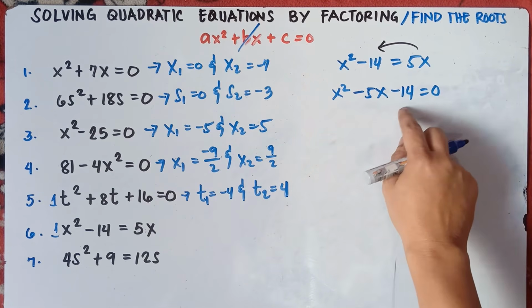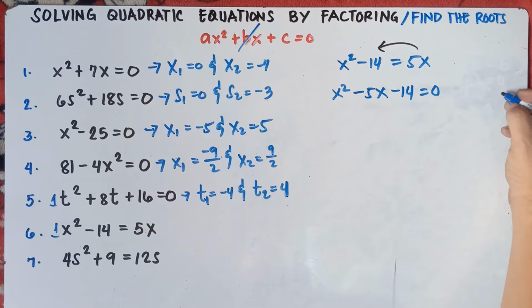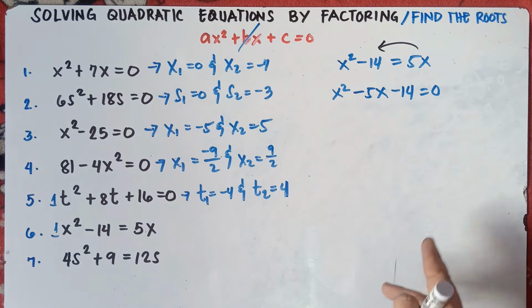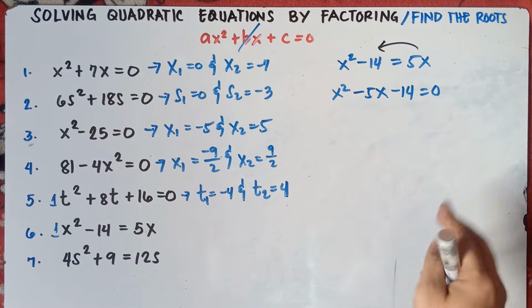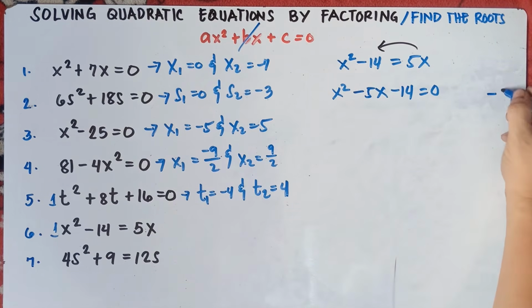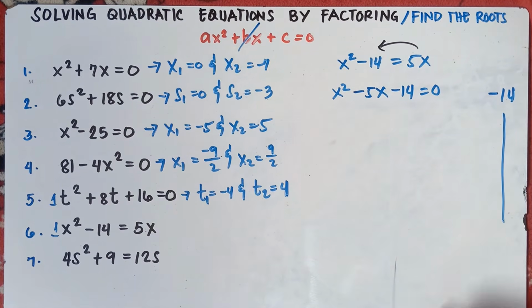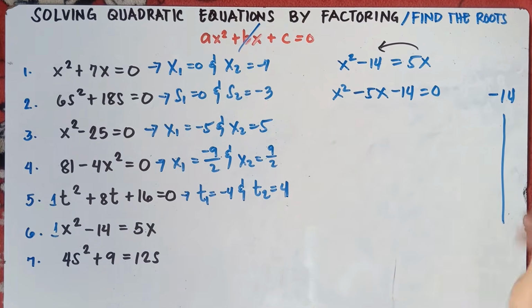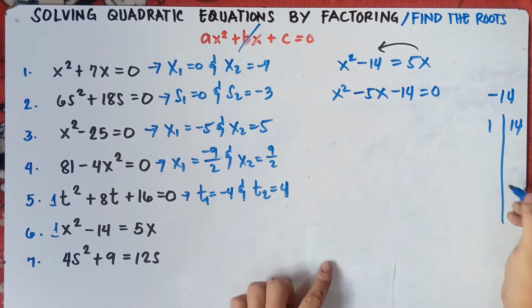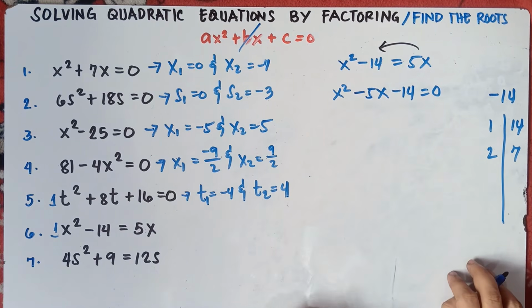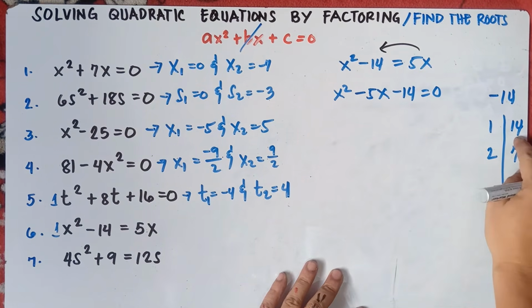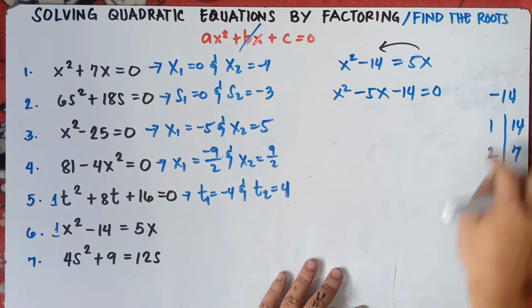Now, since this is negative 14, one number should be negative, because positive times negative is negative, and negative times positive is still negative. So one number should be negative. What are the factors of 14, class? You have 1 and 14, 2 and 7, right? We don't have any other factors. 1 times 14 is 14, 2 times 7 is 14.